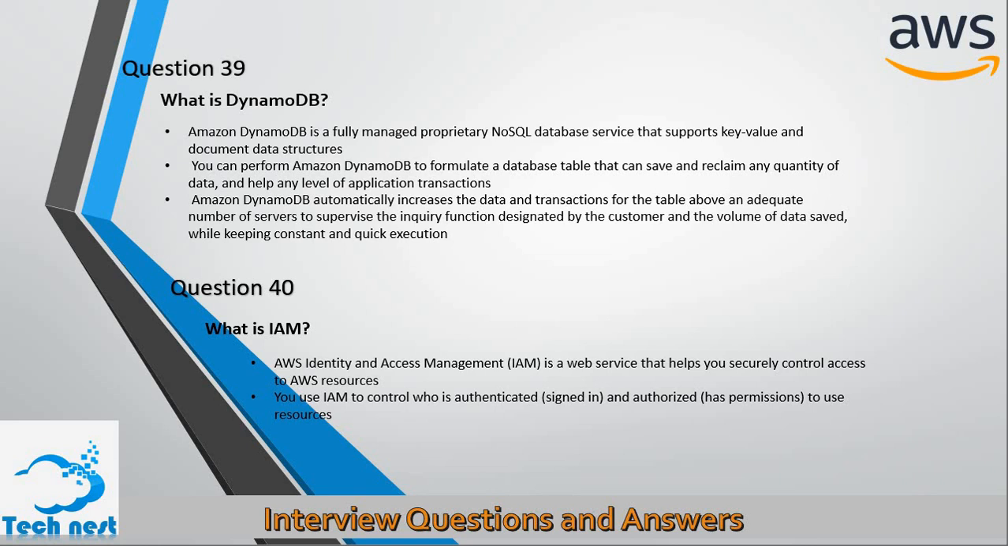What is IAM? IAM is Identity and Access Management. It is an Amazon Web Service that helps you to securely control access to AWS resources. You use IAM to control who is authenticated, that is who has signed in, and authorized, who has permissions to use the resources.